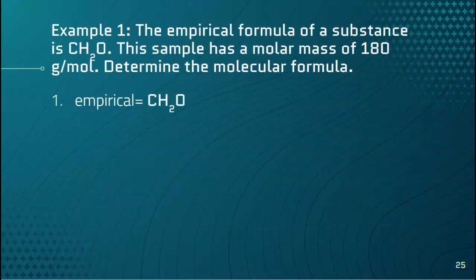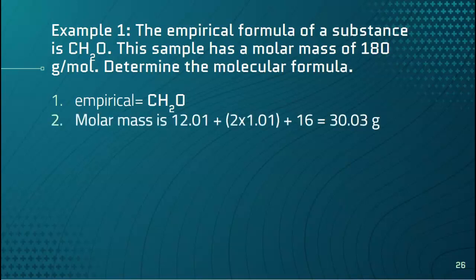The empirical formula is CH2O, and the sample has a molar mass of 180 grams per mole. Determine the molecular formula. Now, this could have been a 2-parter problem where you had to figure this out first, but so as to not just do it again and again and again, I just gave it to you. So step 1 is easy. We already have the empirical formula.